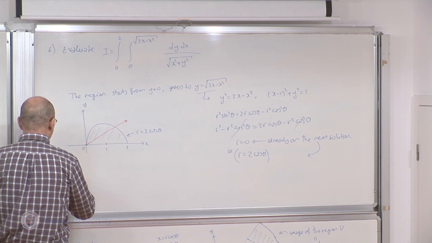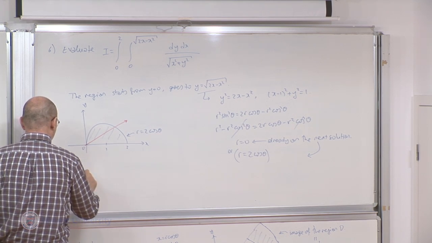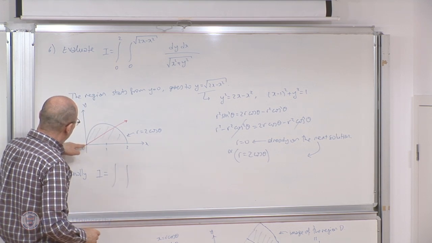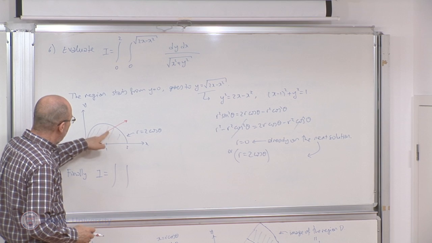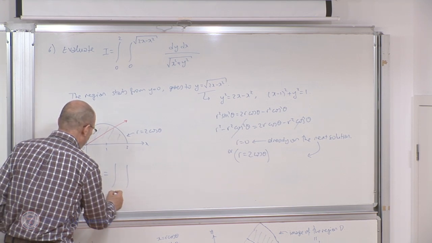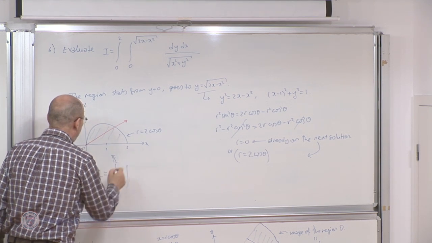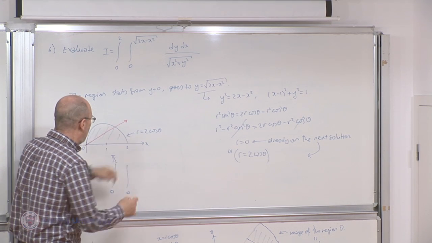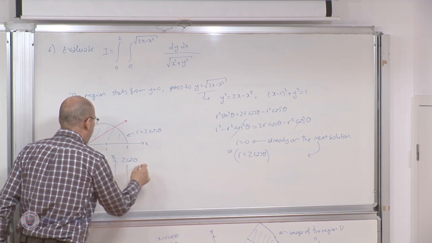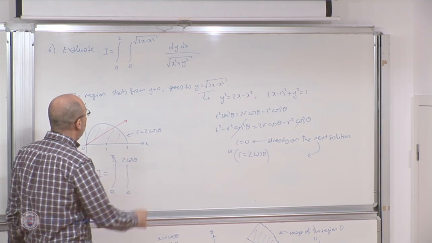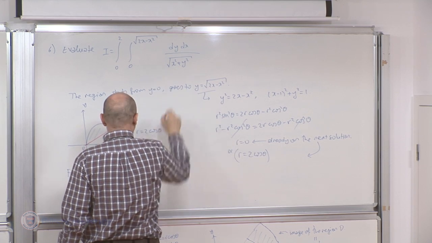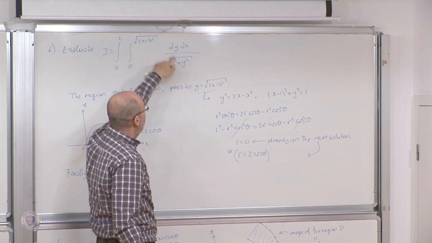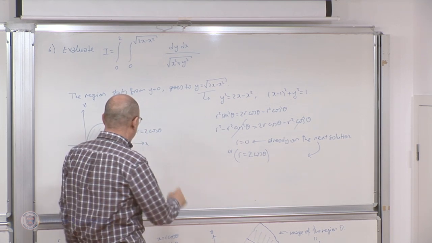Okay, so finally, our integral is equal to, in polar coordinates. So first of all, theta goes from 0 to pi over 2. And radius starts from 0 and it goes to 2 cos theta. And what am I integrating? 1 over r. Okay, so 1 over r is my function. dy dx is replaced by r dr d theta.